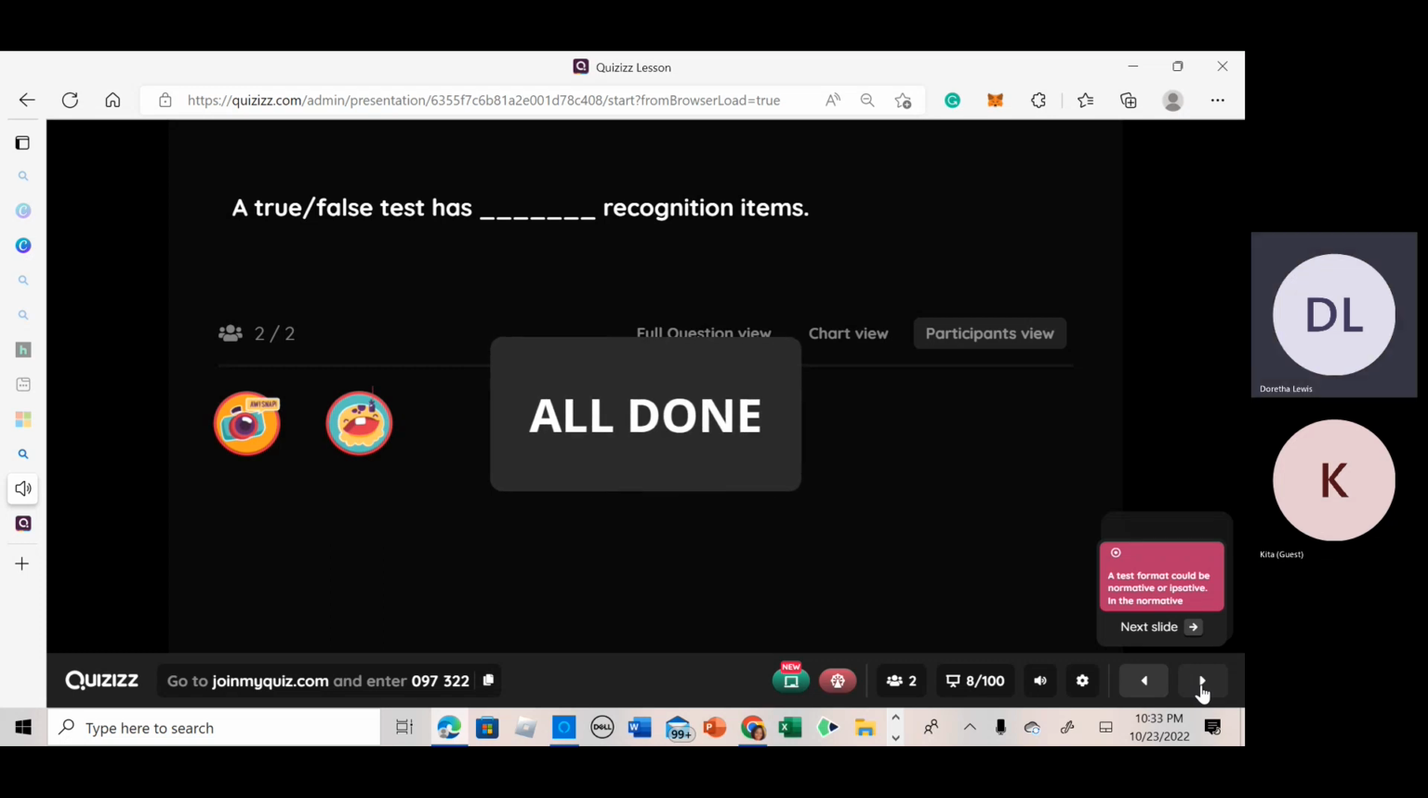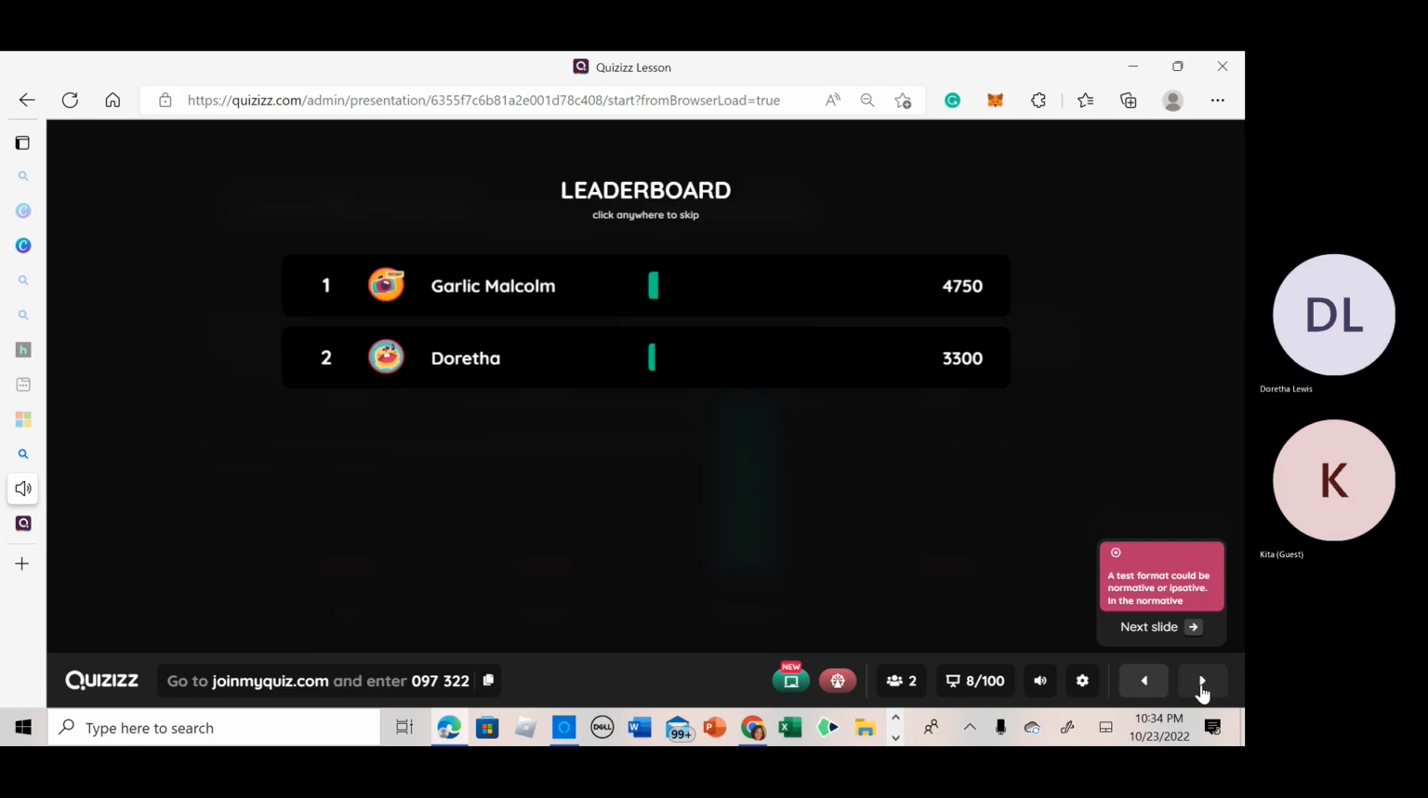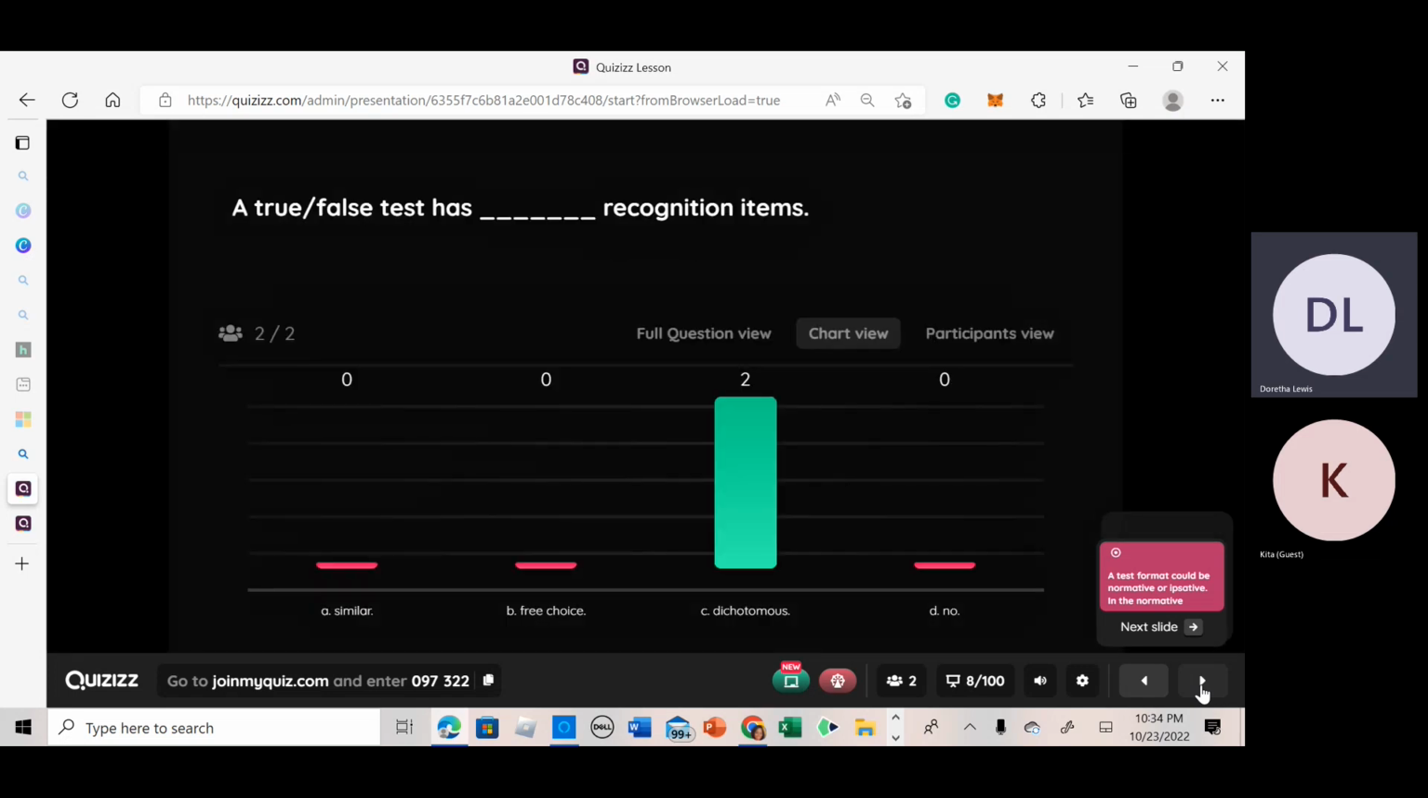A true or false test has dichotomous recognition items. Dichotomy simply means that you are presented with two opposing choices.